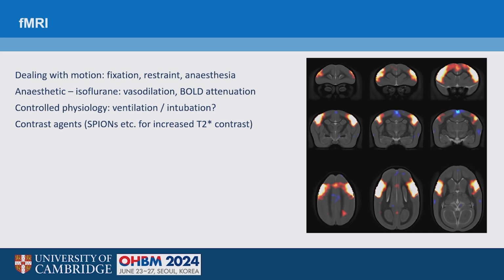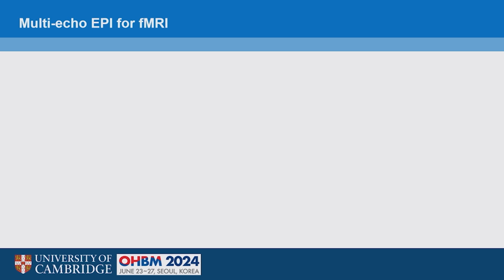In some cases, the contrast is increased by giving contrast agents such as superparamagnetic iron oxide nanoparticles. That dramatically increases the susceptibility difference between the blood and surrounding tissue, which increases the size of the BOLD signals. Another approach that can be used is multi-echo fMRI. And this is quite important, potentially, for small animal imaging because of the fact that susceptibility differences are much worse at high fields, and the brains are quite small, so almost all of it is affected by susceptibility issues.